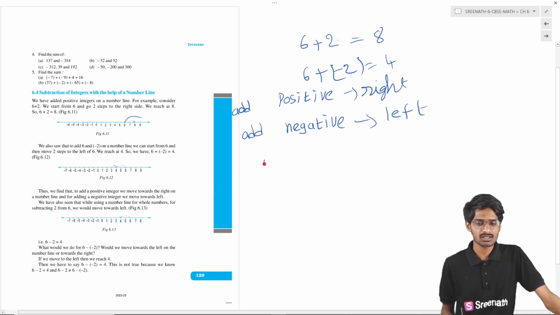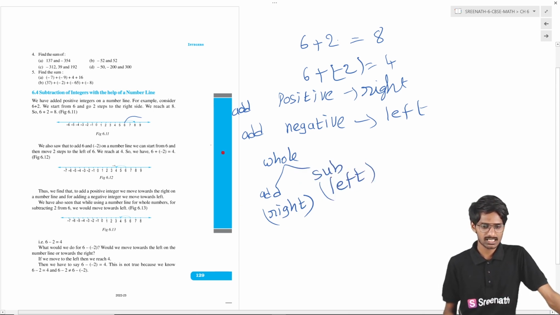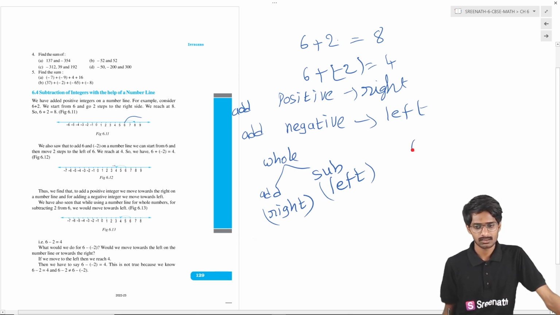So consider the case of whole numbers. In the case of whole numbers, if you want to add, we move to the right side. If you want to subtract, we move to the left side. That is the thing. So if you want to subtract 6 minus 2, you will get 4. You are at 6 and you are moving to the left side.